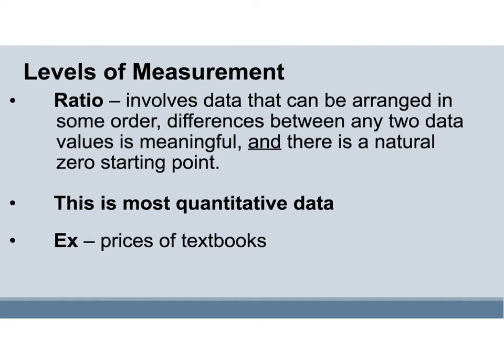All other quantitative data is ratio. So years, like 30 years old. Well, there's a time when you were 0 years old and you didn't exist then. So it has a real 0. So any other quantitative data besides years and temperature, you will consider ratio.